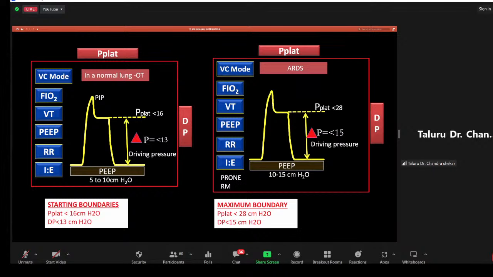Yes, in an ARDS patient in an ICU, you may start with this, but in an intraoperative situation, most of the times, suddenly the patient deteriorates, and we may be looking at a maximum boundary. So now that we have understood the tidal volume has to be less, and we understand the boundaries and the pressures to look at, this is all that you have to understand to provide safety in the acute phase of the disease process.